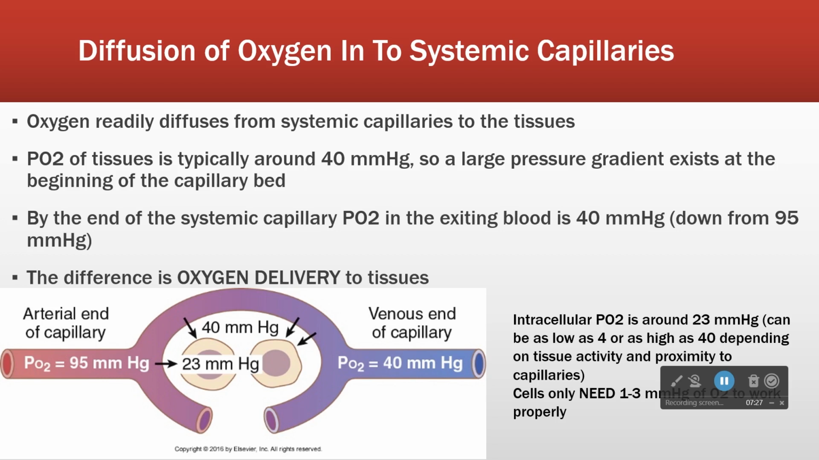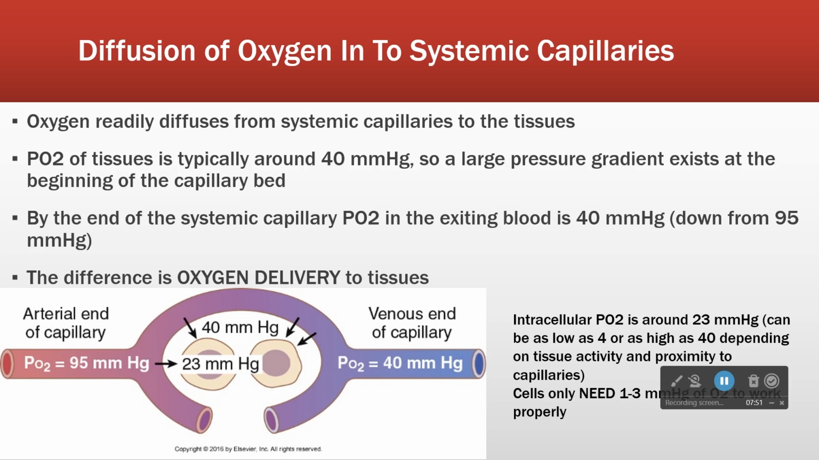The tissues, the cells themselves, the PO2 of tissue interstitium is usually around 40, but it can get as low as 1 or 2. In a busy tissue, the oxygen concentration can get very, very small.